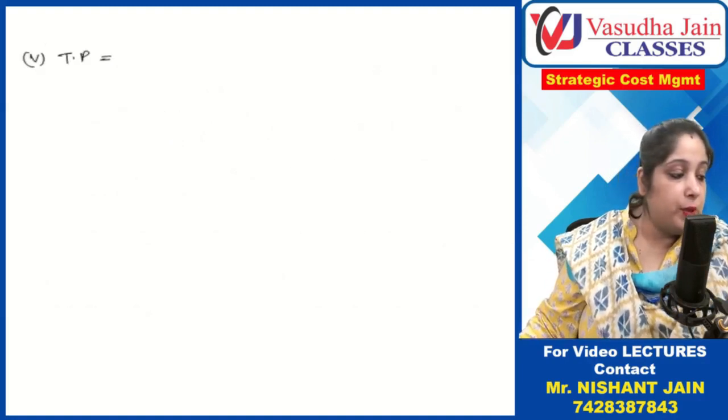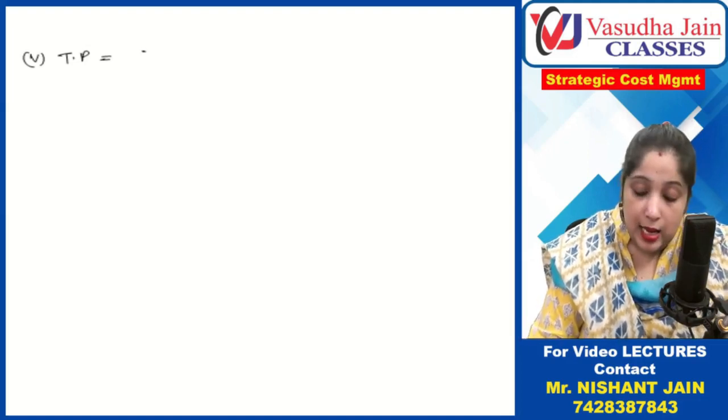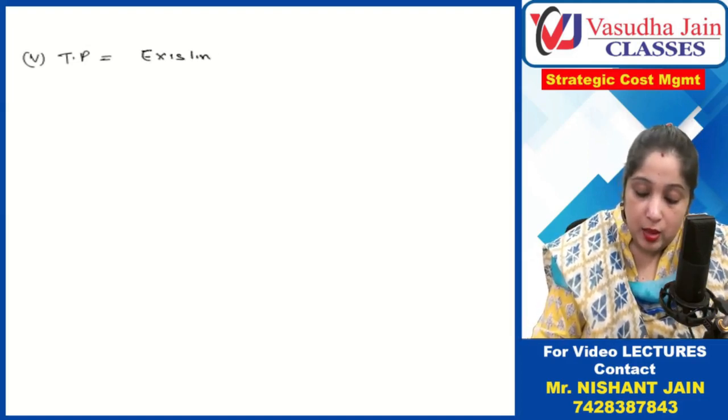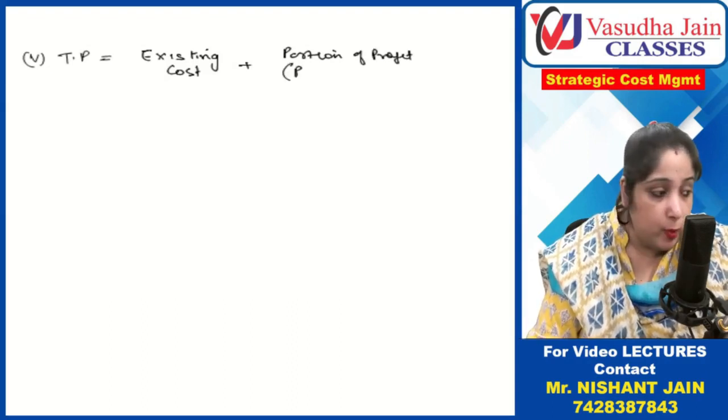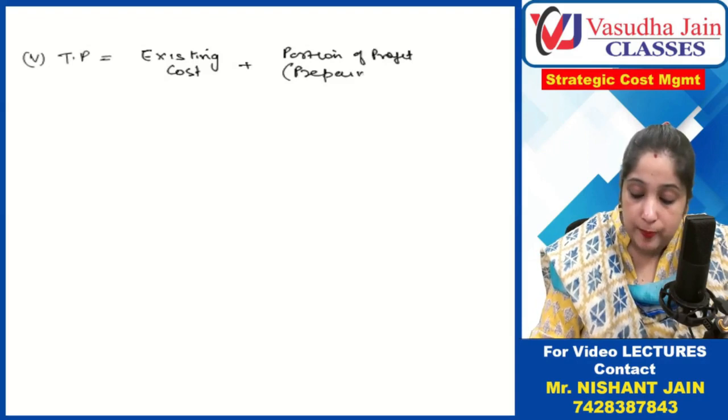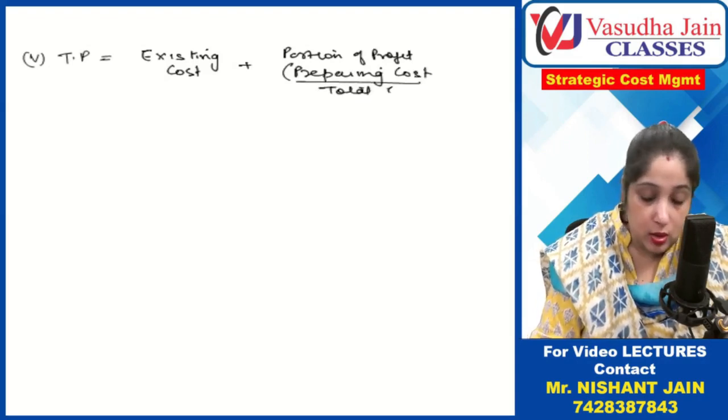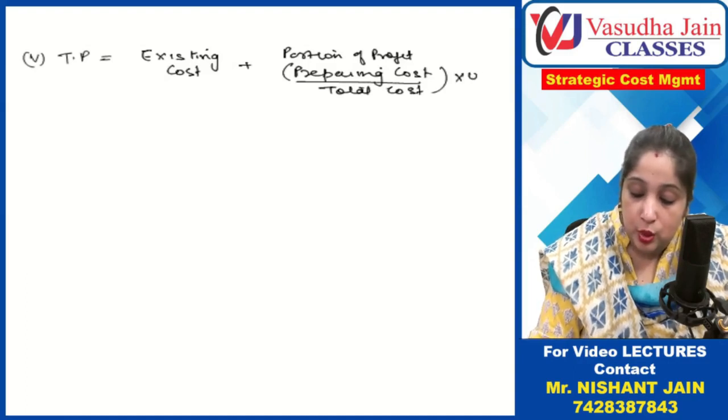Transfer price. How much should be the transfer price? The question is telling us the transfer price should be the existing cost plus a portion of profit. How much should we add to it? They have given you a proportion: preparing cost divided by total cost, into unit profit.